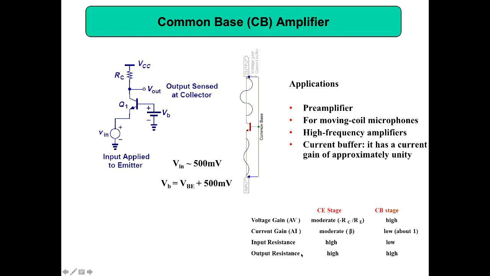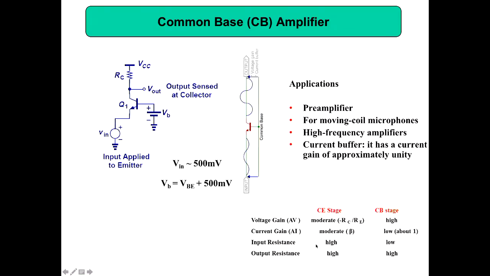We will look into it. Output resistance is high in both cases. So you can see the only difference is in the current gain, and the input resistance. Two places you find a difference. The voltage gain and output resistance are okay, moderate to high, not much difference. We can even make it high. Current gain is almost equal to 1, meaning maximum value. So the common emitter stage you cannot use as a current buffer. If you are making a current buffer, then you can use this common base amplifier.